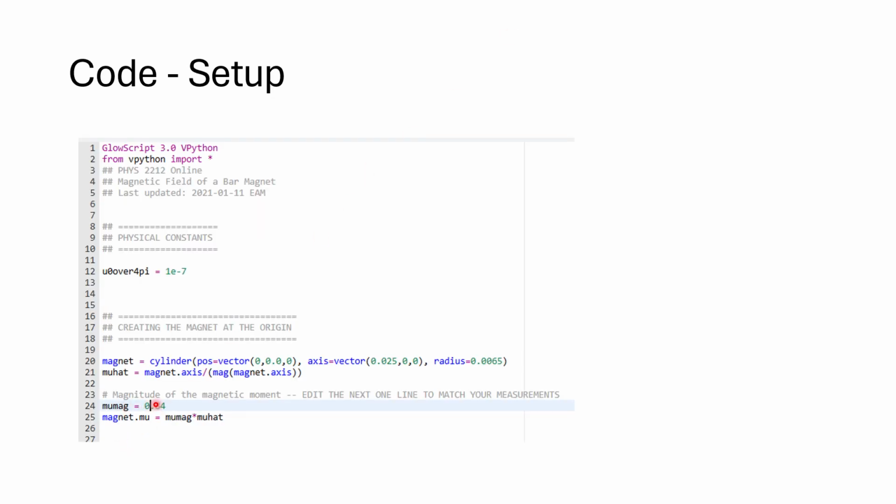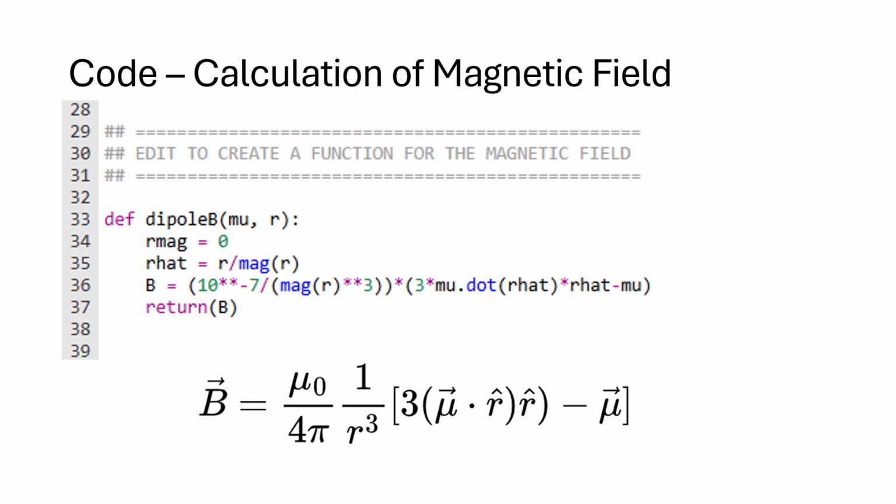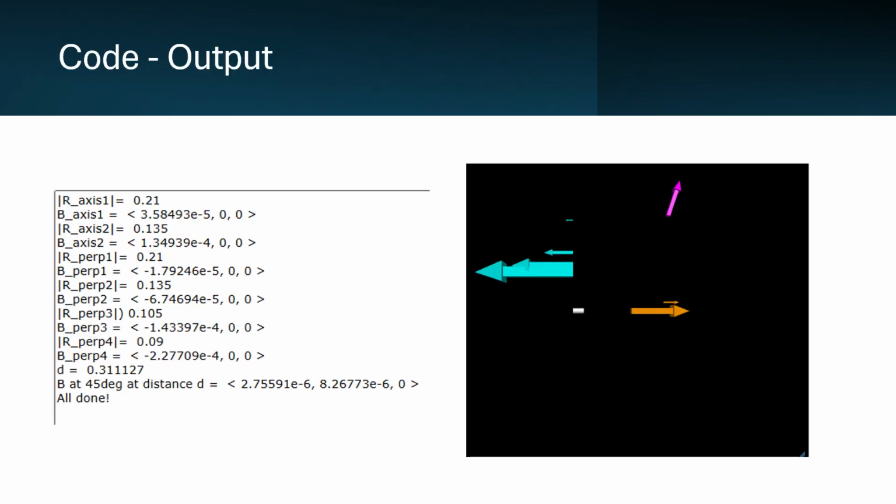This is the setup for the code. Note that the value for the magnetic moment is what we obtained from the experiment. So this is a function that's used to calculate the magnetic field as a function of a magnetic dipole moment. This is the output of the code. The orange arrows represent the magnetic field on axis of the magnetic dipole. The blue arrows represent the magnetic field parallel to the magnetic dipole, and the purple arrow represents the magnetic field at a 45-degree angle to the magnetic dipole.